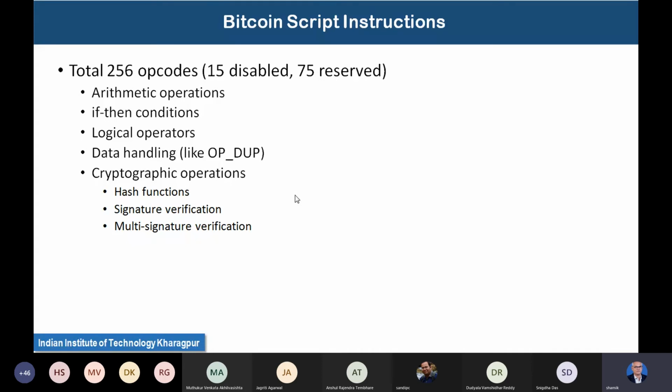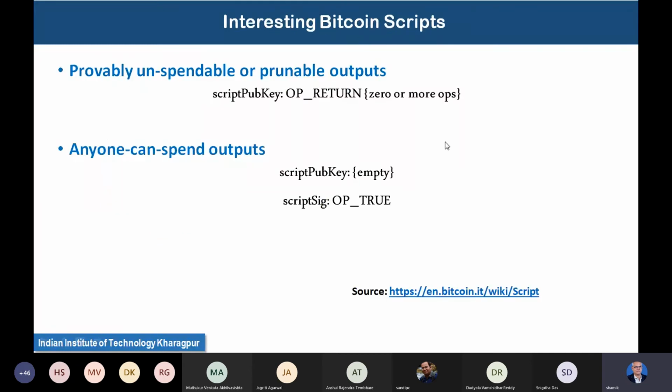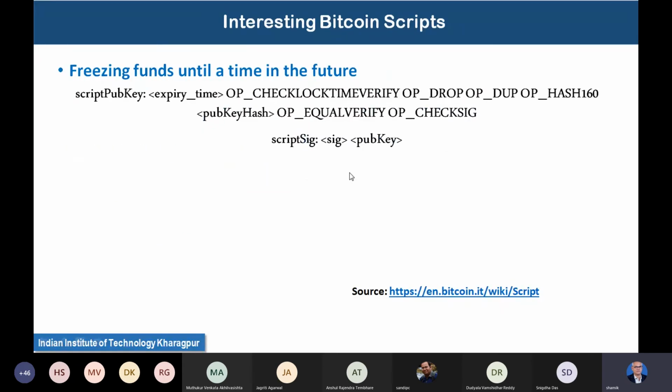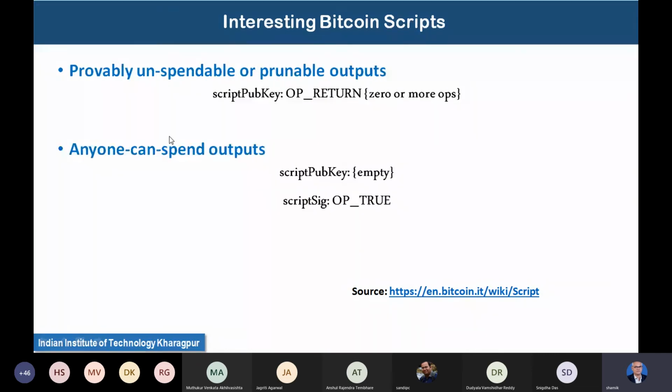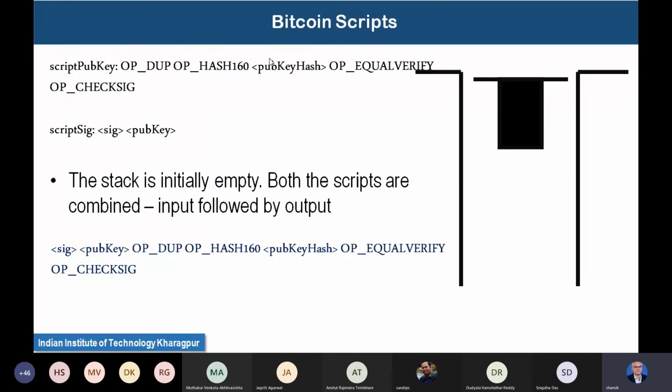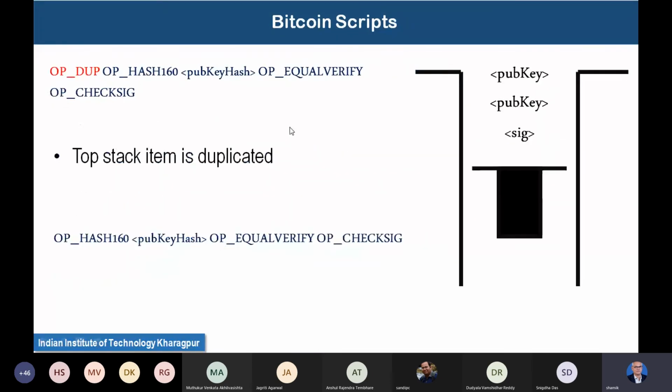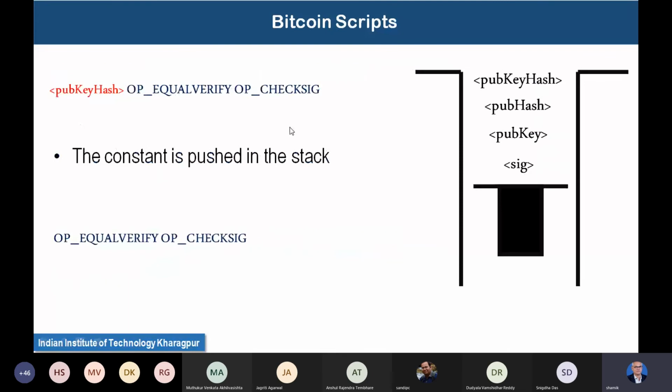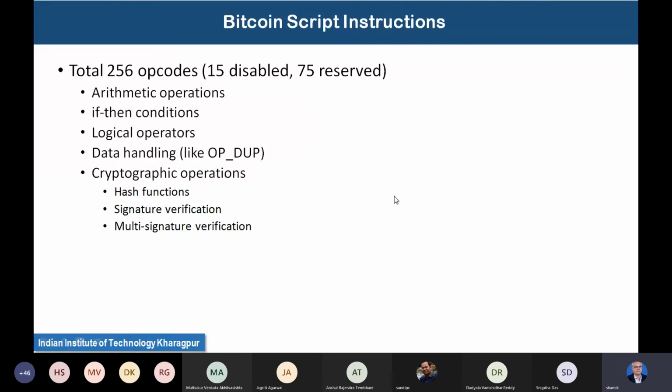So this language that we use, the script, has a limited set of operations. It has 256 opcodes, and you can always check the wiki for more details. But it can handle certain things. A simple example: this is not the only way of writing the script pub key, this is one example only, which says that Bob can use it if he can prove that the public key actually belongs to him.